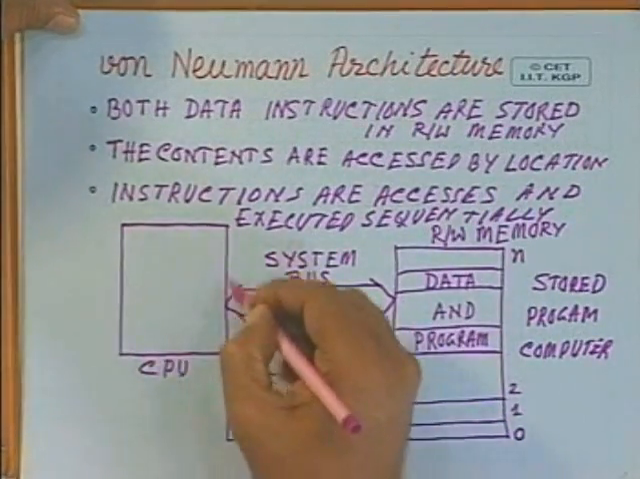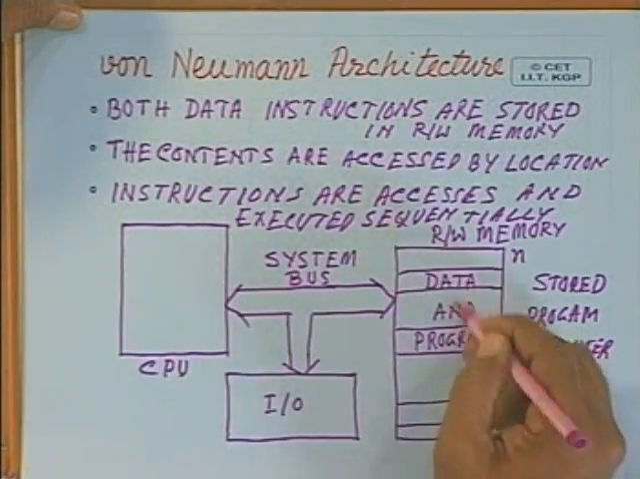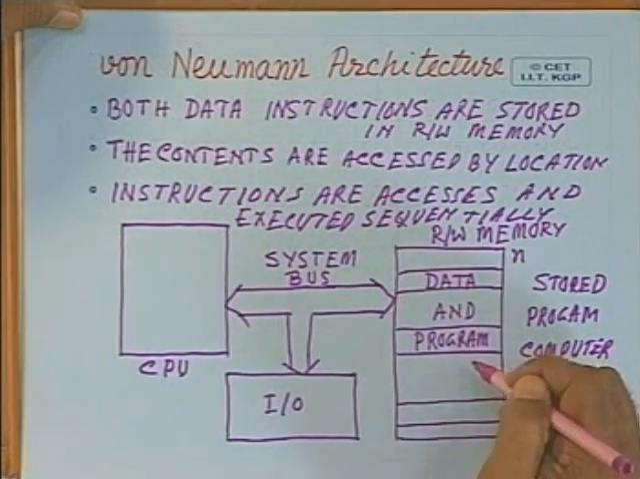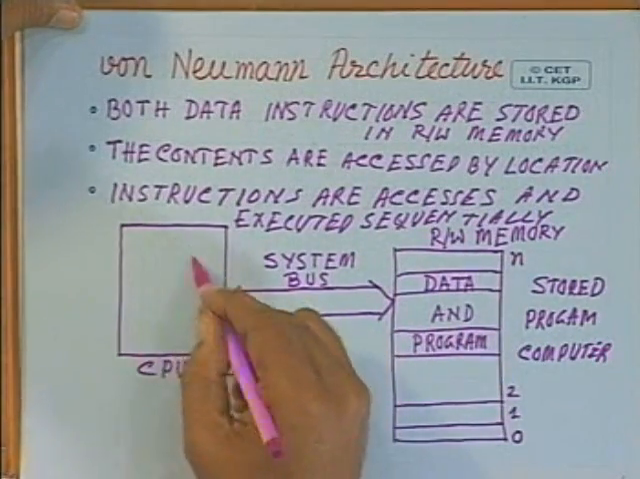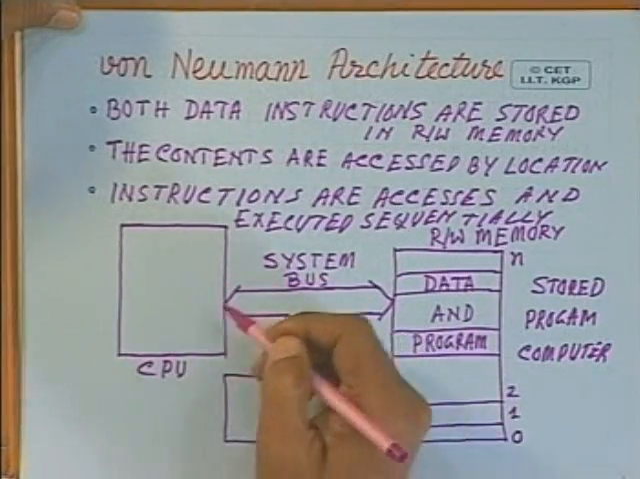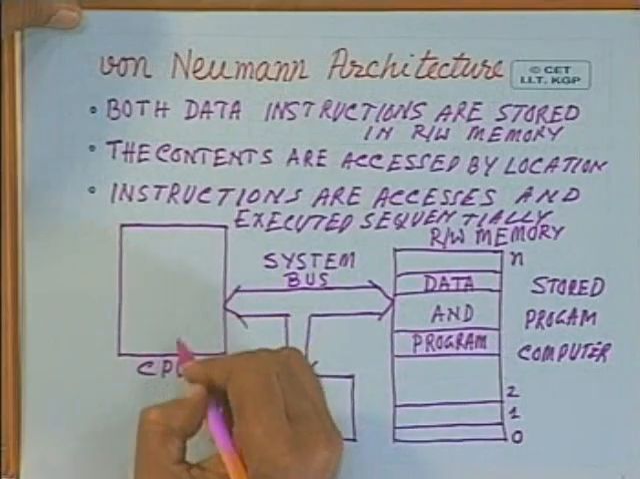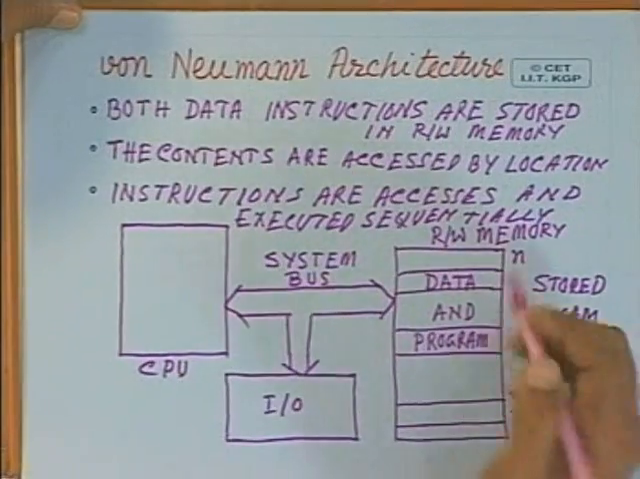Now, the central processing unit is responsible for sequentially fetching instructions and data from the memory and storing them temporarily inside the CPU and then executing one after the other. The results may be stored temporarily inside the CPU or may again be stored back in the read-write memory itself. This is how the von Neumann architecture works. And a typical microprocessor is nothing different from this particular architecture.